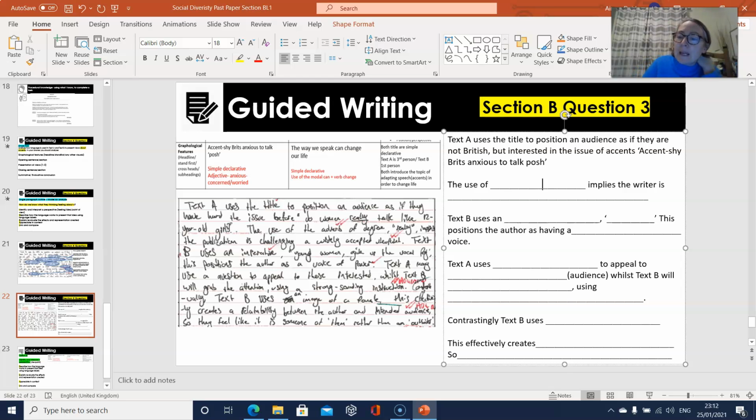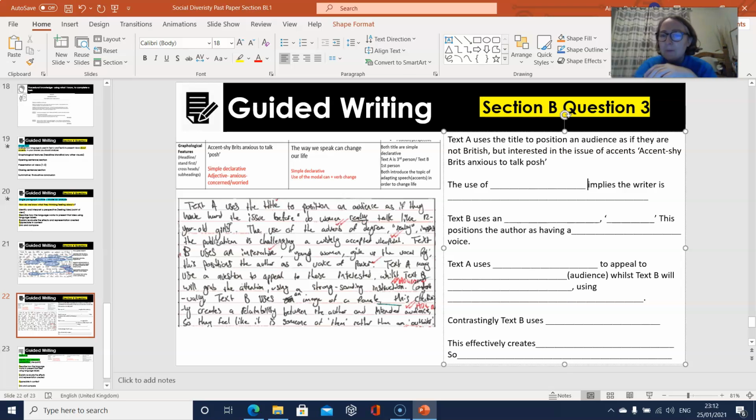So the use of blank implies the writer is. So we want to think about then, now if we were really being cohesive, we have to build on this idea that we're being positioned. Okay, so text A uses the title to position an audience as if they are not British but interested in the issues of accents. So what is the word in this title that suggests that we are not British?